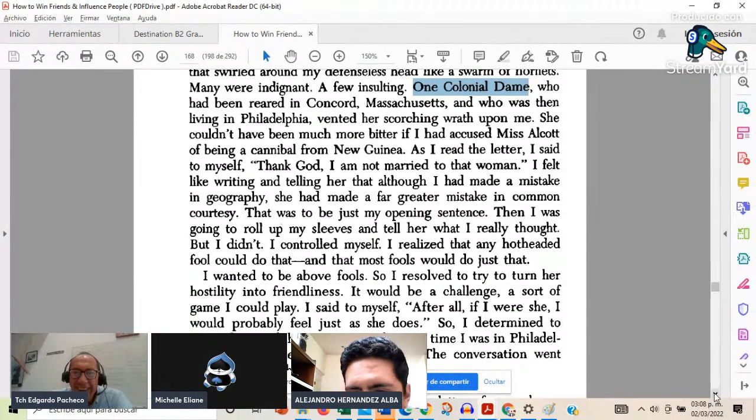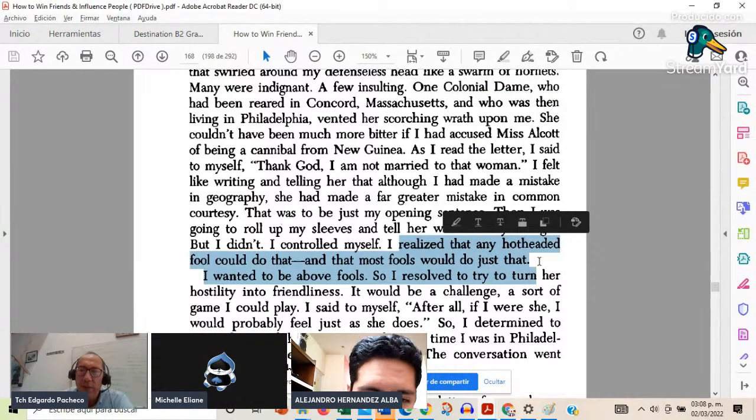As I read the letter, I said to myself, "Thank God, I'm not married to that woman." I felt like writing and telling her that although I had made a mistake in geography, she had made a far greater mistake in common courtesy. That was to be just my opening sentence. Then I was going to roll up my sleeves and tell her what I really thought. But I didn't. I controlled myself. I realized that any hot-headed fool could do that, and that most fools would do just that.